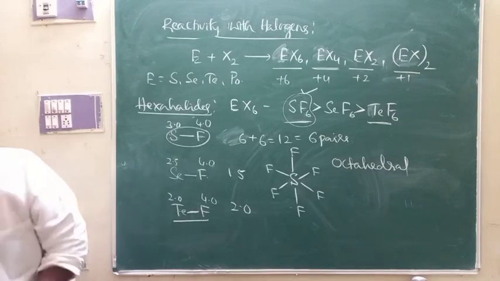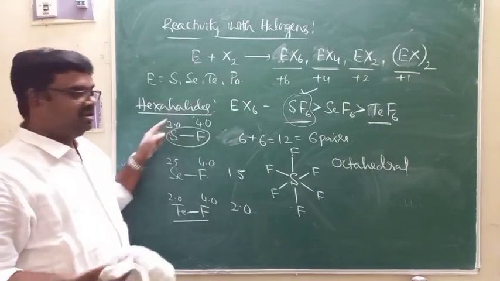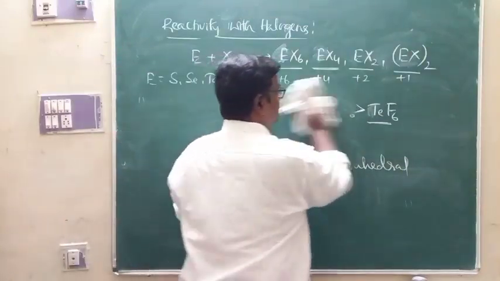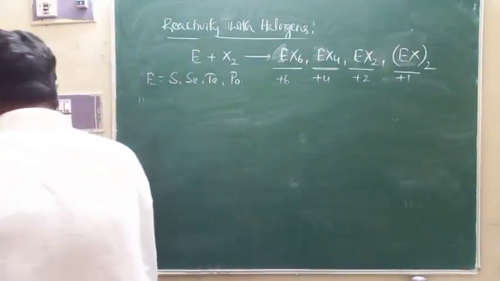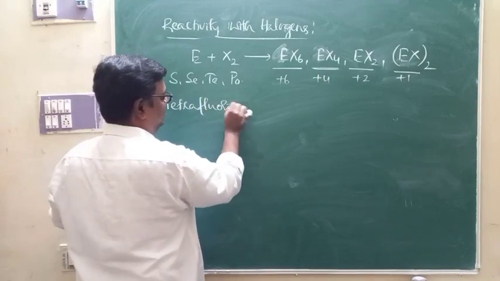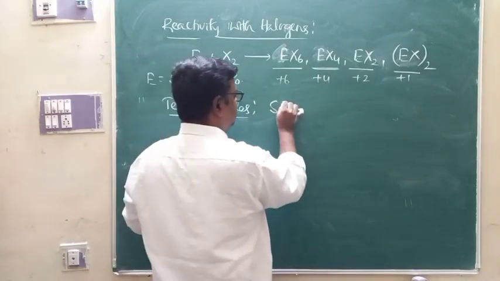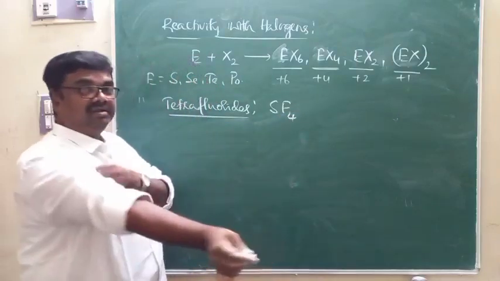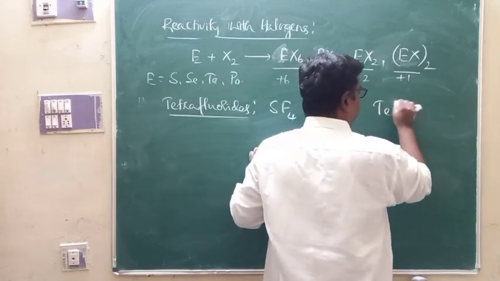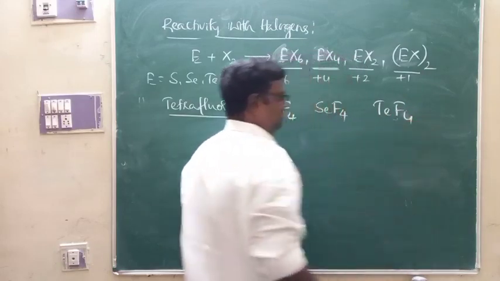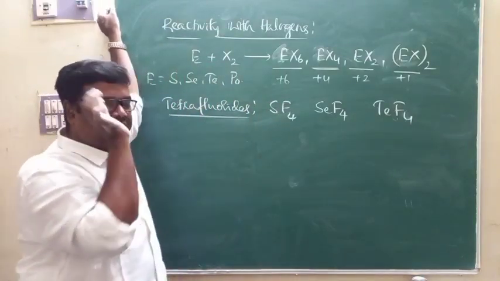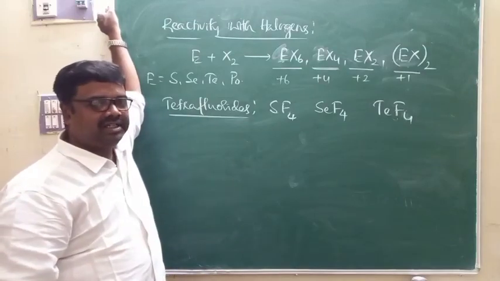If it comes to the tetrafluorides, look at the tetrafluorides. SF4 is a gas, SeF4 is a liquid, TeF4 is a solid. Once again, fluorides are relatively more stable. We can expect chlorides and bromides also in the case of tetrahalides.